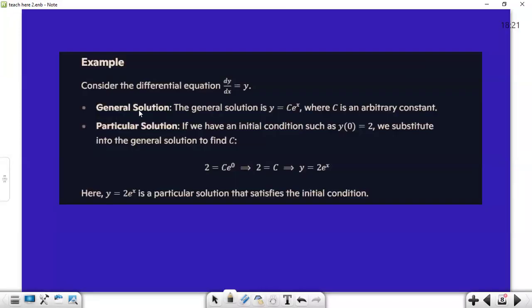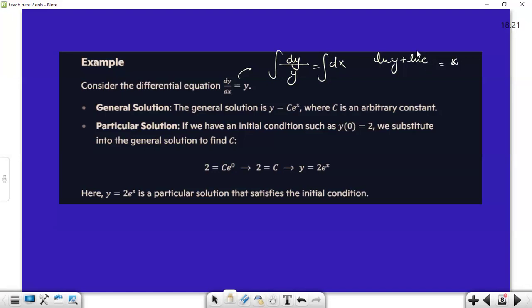You'll be more clear after seeing this example. Consider the differential equation dy by dx is equal to y. The general solution will be: separate to get dy by y equals dx. There is no x on the left, so after integrating, we can write ln of y plus ln of c is equal to x.